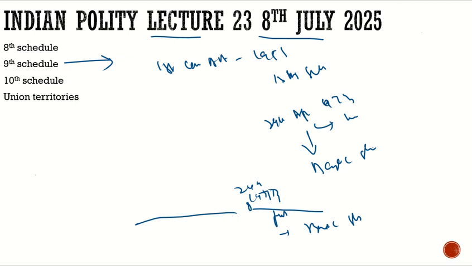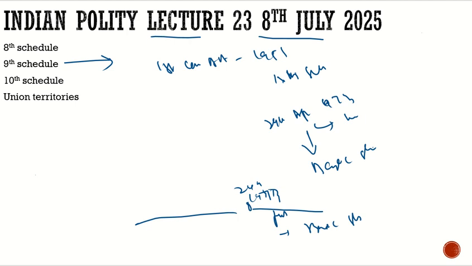In the ninth schedule, mostly agriculture based laws were put. Tomorrow, for example, if many states want to exceed the reservation limit of 50%, they will place that law in the ninth schedule. It should not violate the basic structure. So this is about the ninth schedule.